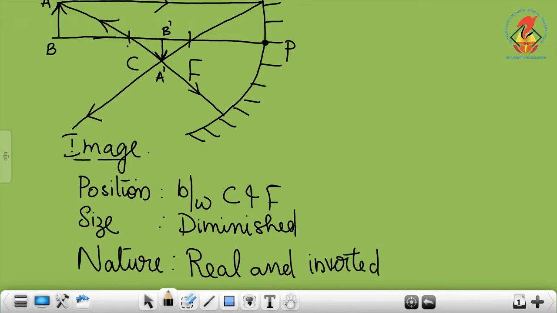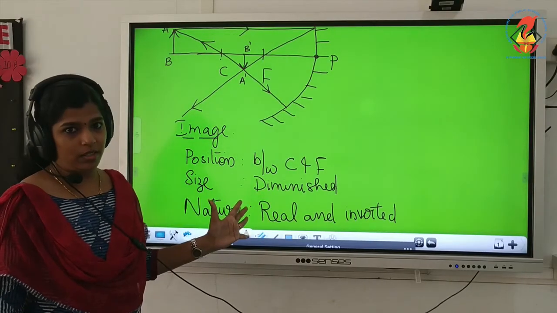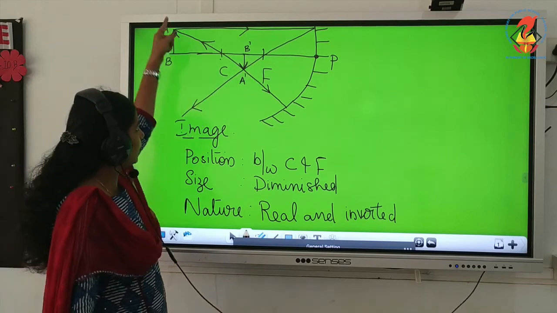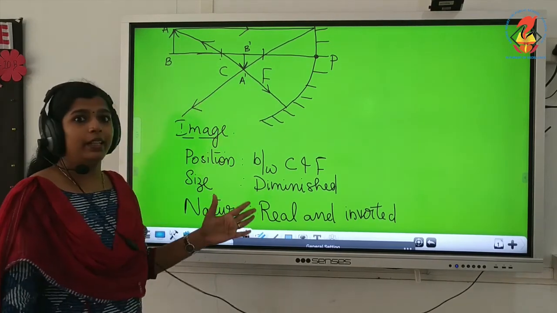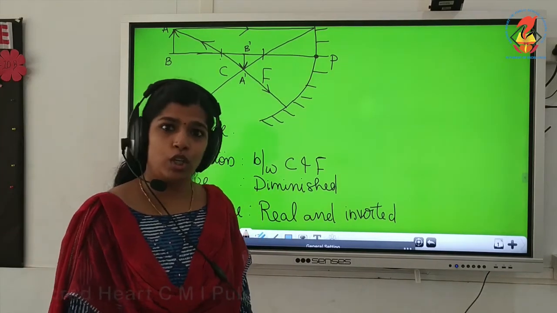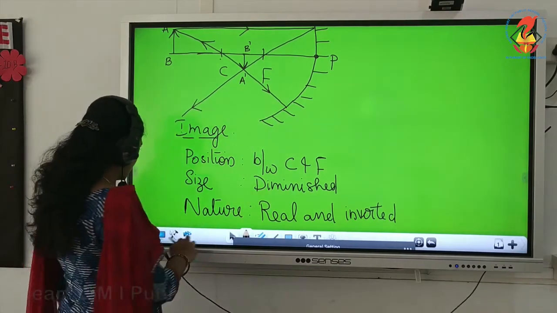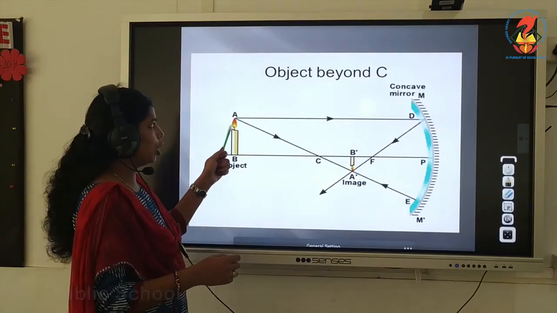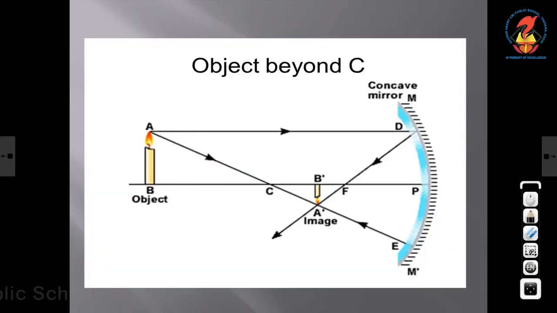Real and inverted. If the two reflected rays are meeting, then you will get real images. Here the two reflected rays are meeting, so here you will get a real image. A real image is always inverted. Now, this is the object. Now, check the size of the object. This much is the size of the object. The image is this much. So, it is a diminished image.